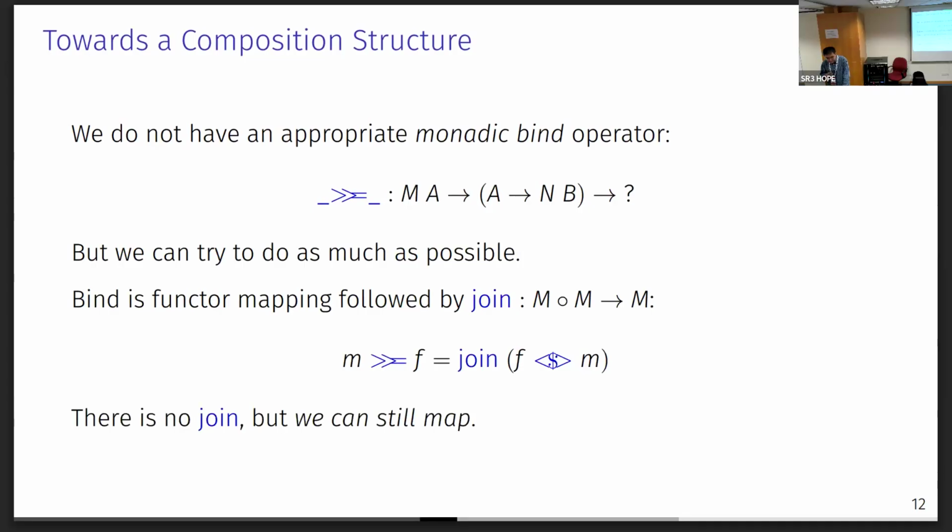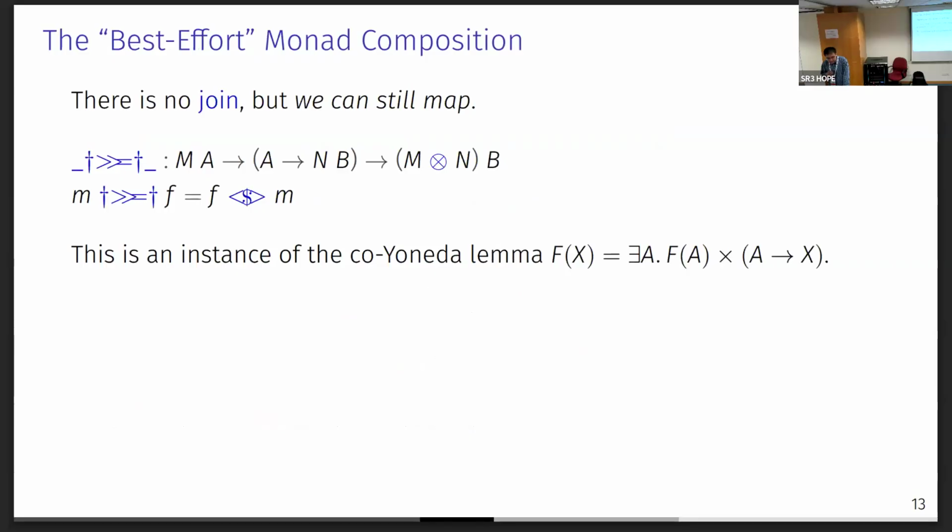So for this specific setup with M and N two different monads, there's no join, but we can still map. So we have this bind operator decorated with daggers, for lack of a better notation. We cannot join, but we can still map. So we just use fmap to combine the two things. And if you are familiar with the Yoneda lemma, you can see that this is an instance of the co-Yoneda lemma, right?